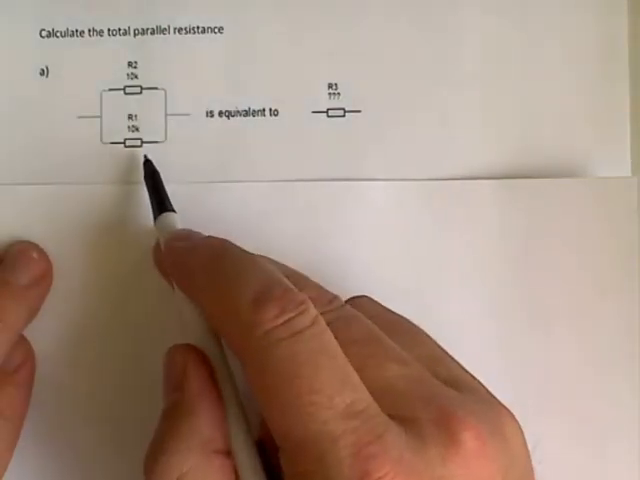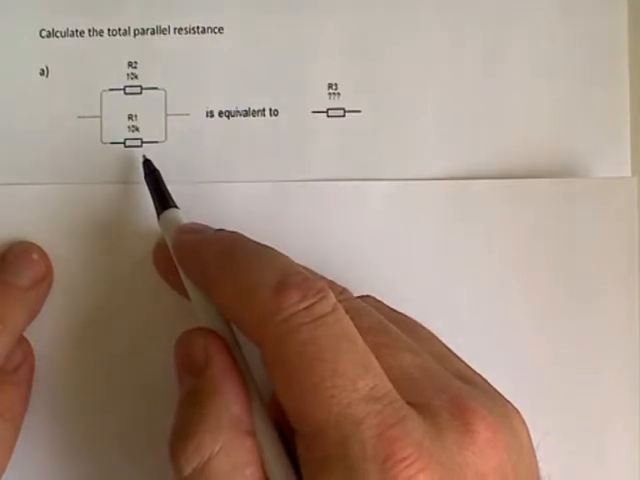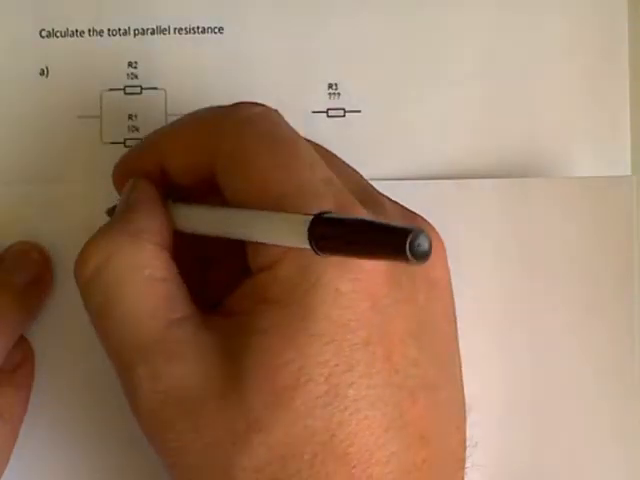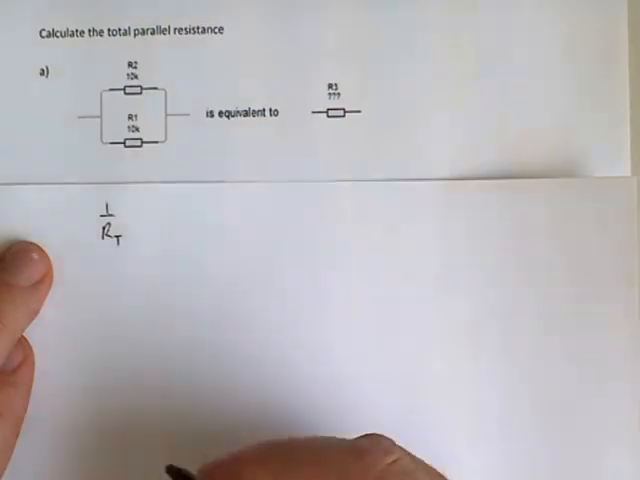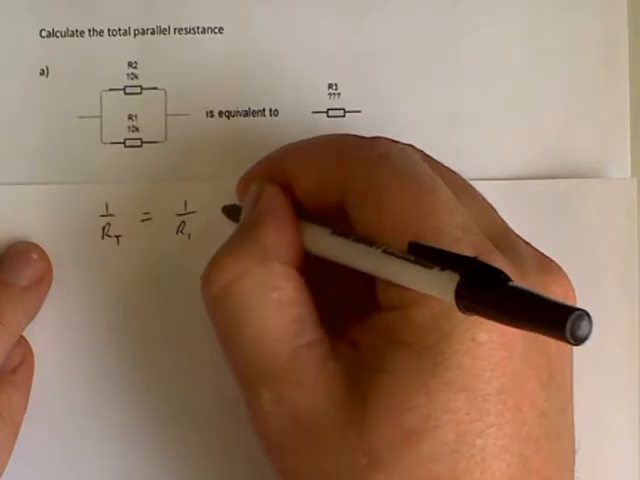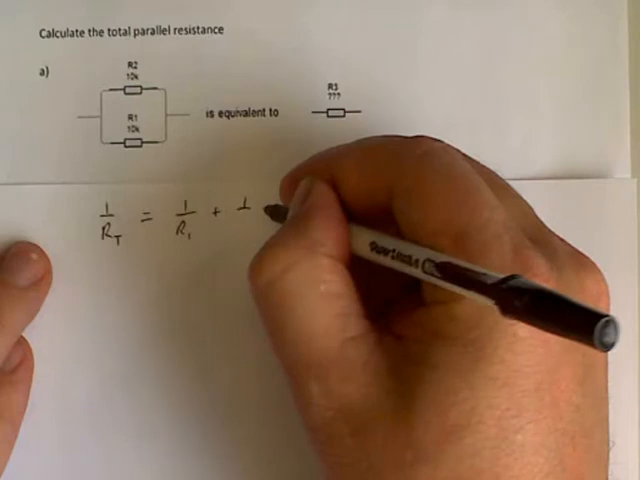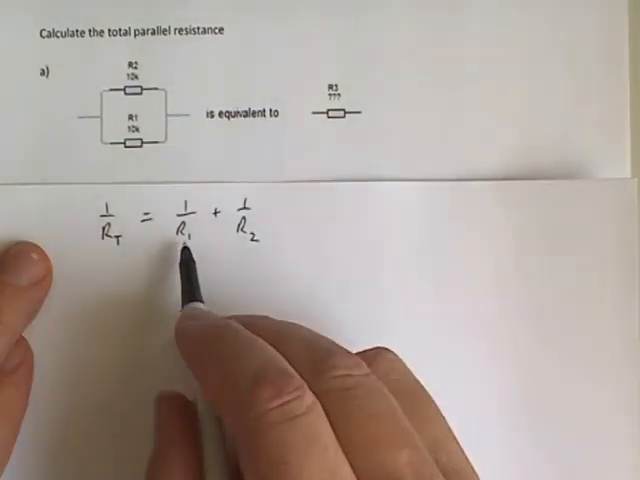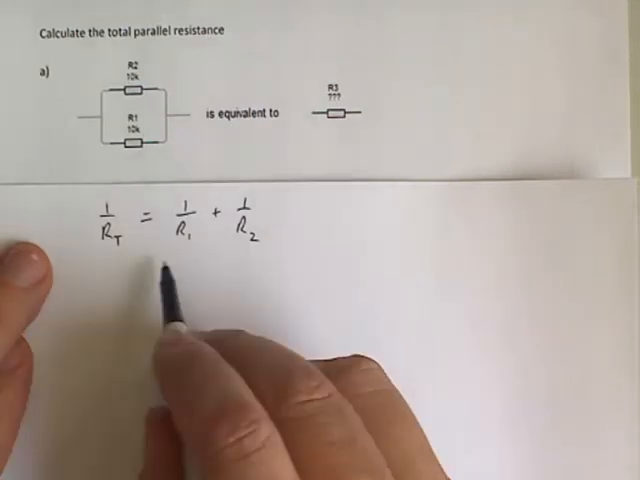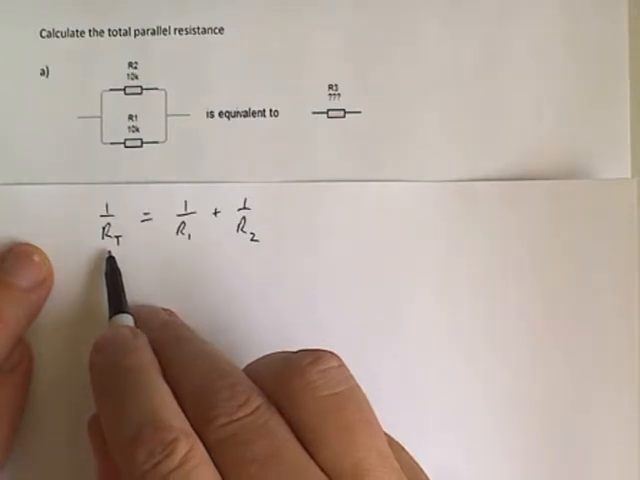However, let's use the parallel resistance formula to calculate this. The parallel resistance formula is often seen in a number of ways. So we could say that 1 over RT, being the equivalent again, is equal to the sum of the inverse, or the reciprocals, of each of the resistors. So in this case I've got R1 and R2. If I take the sum of the reciprocals of those, that's equal to the reciprocal of my equivalent resistance.